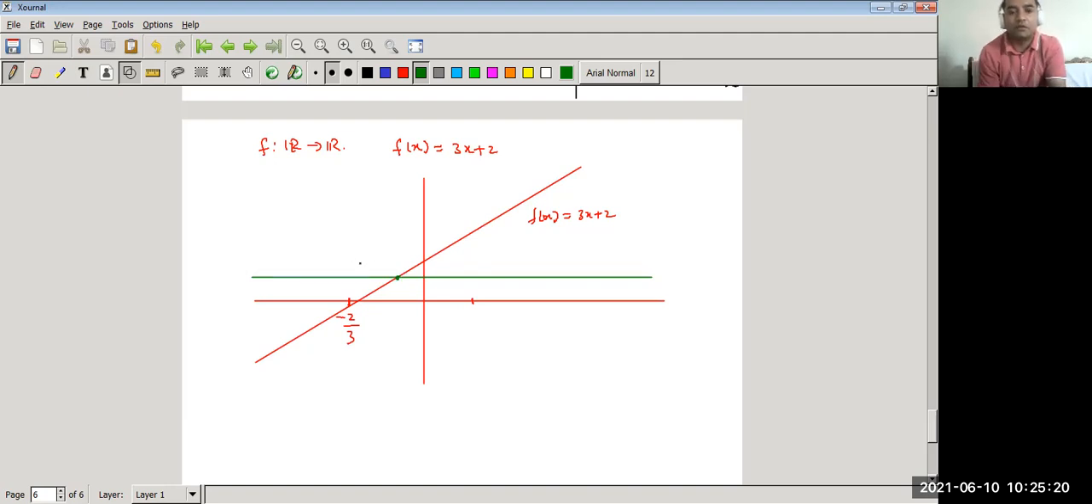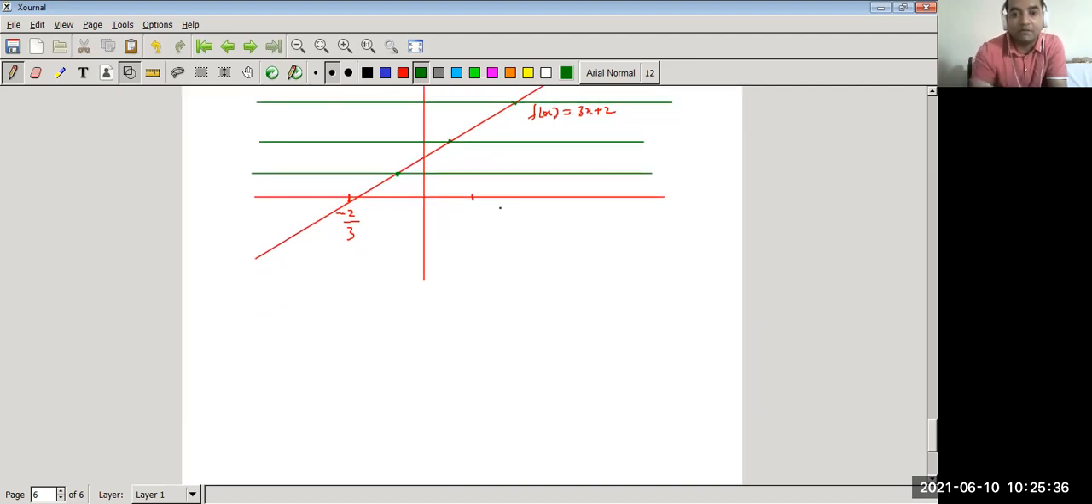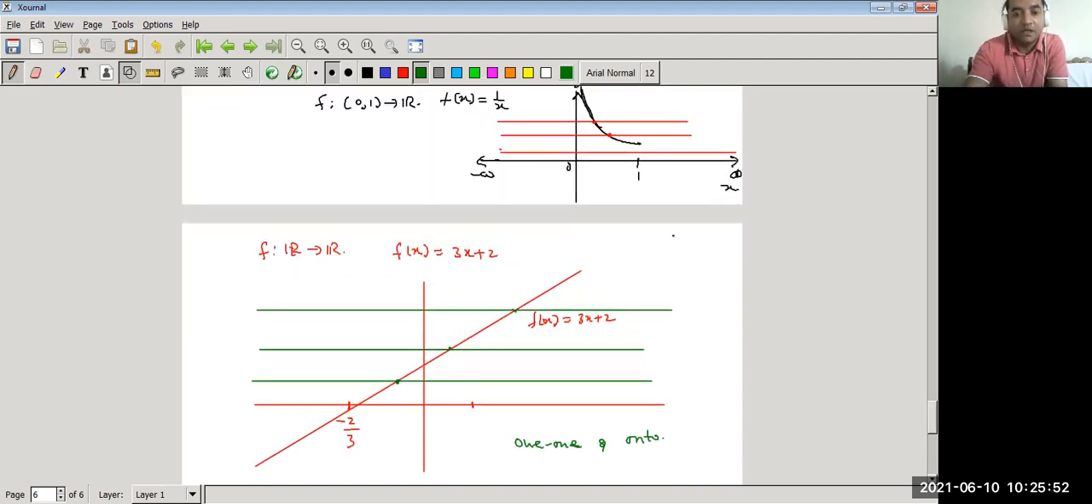At least once, cutting more than once is also okay. It cuts the graph, but here, at most once, you will see it cuts only one time. So this is also an example of a 1-1 function and an onto function. So this is 1-1 and onto. A function which is both 1-1 and onto is said to be a bijection. We will discuss the bijection map in the next video.